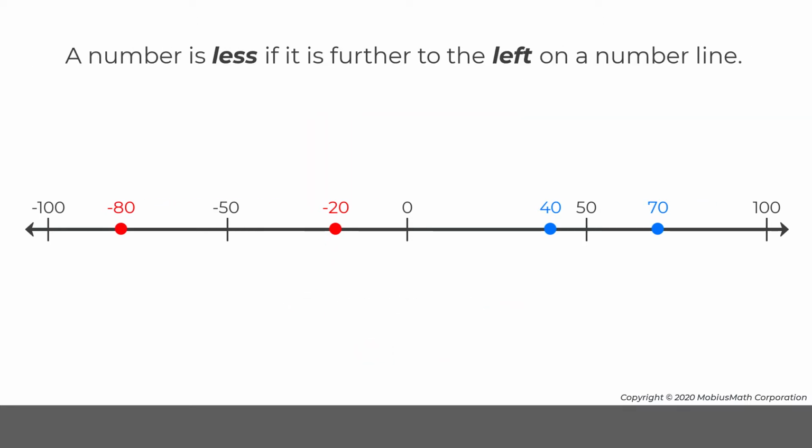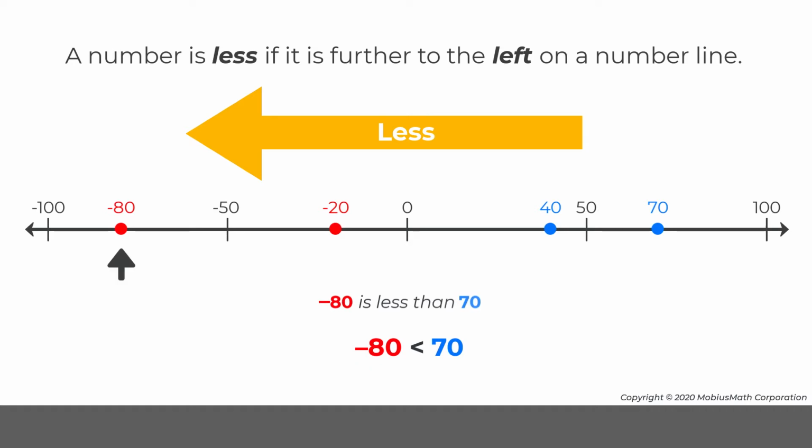A number is less if it is further to the left on a number line. For example, negative 80 is less than 70 because it is further to the left on the line.